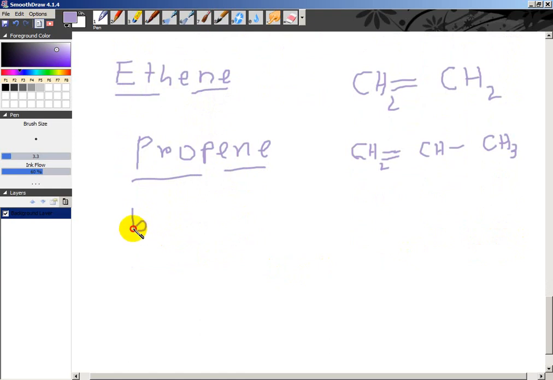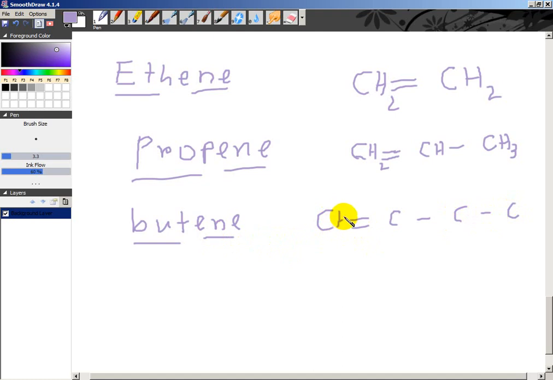Like butene. What will be butene? Butene: but means four carbons in a chain, and 'ene' means alkene, at least one carbon-carbon double bond. So but means four carbons in a chain, so I am drawing this. This carbon needs at least one bond because this is an alkene. I am giving the double bond here.